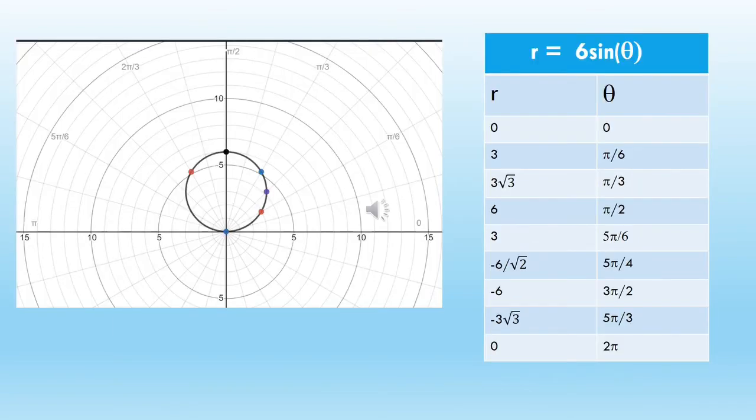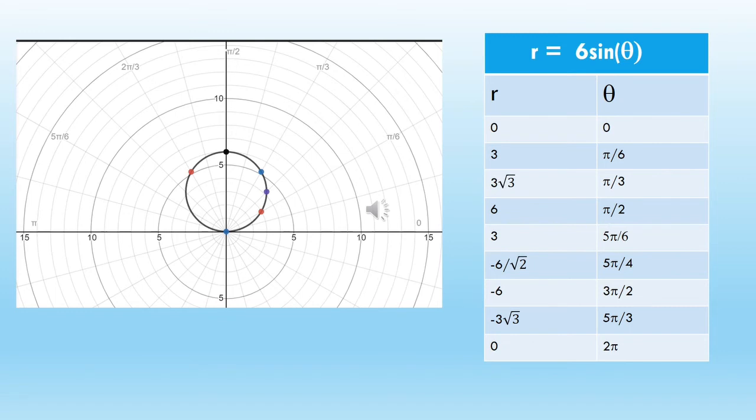The graph then of r equals 6 times sine theta is actually a circle, not centered at the origin, but instead centered at (0, 3). Notice that my highest radius value is 6, and you can see that at the top of this circle, and then the other values kind of round out the circle.